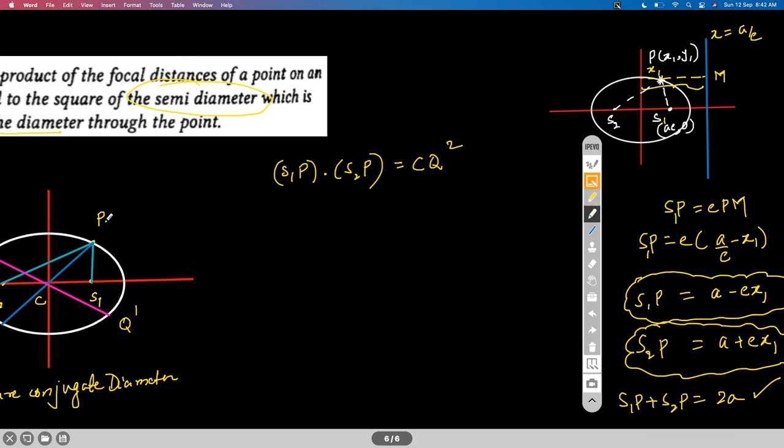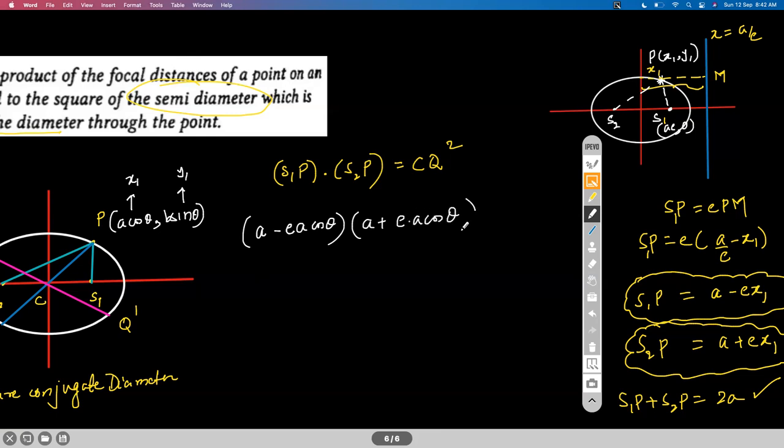Okay, so let's take this point to be A cos theta comma B sine theta. Correct? So S1P, as per this notation that I gave you, is A minus E X1. X1 is this guy. This is X1, right? And this is Y1. So X1 is A cos theta. Correct? Similarly, S2P will be A plus E times A cos theta.